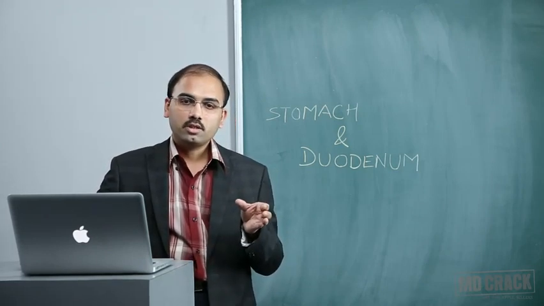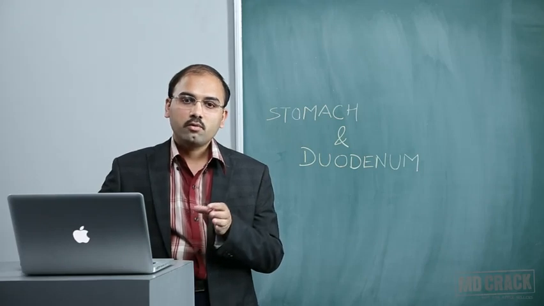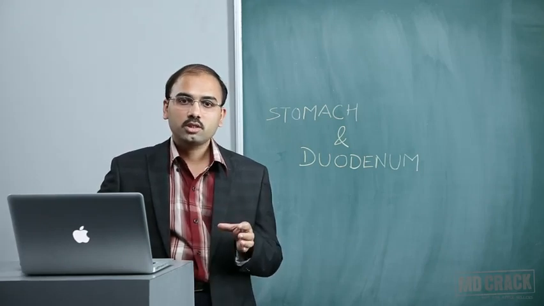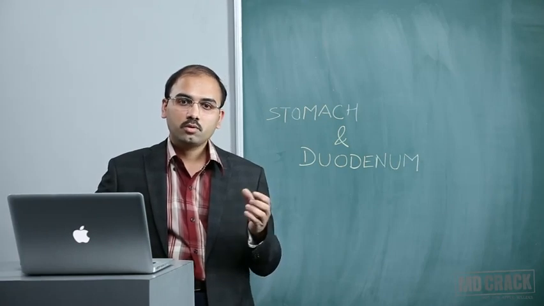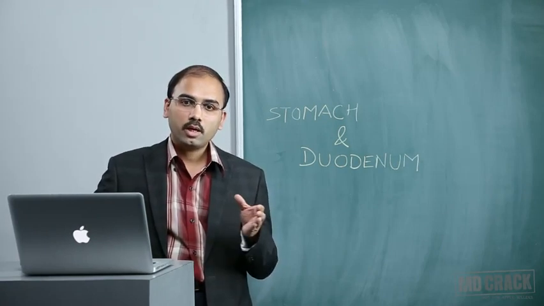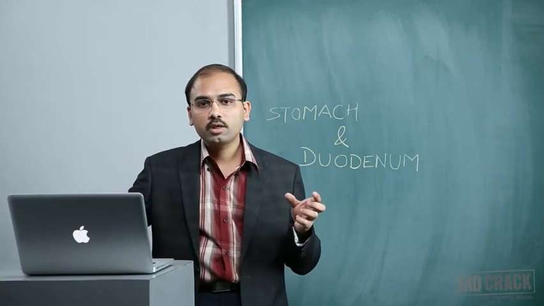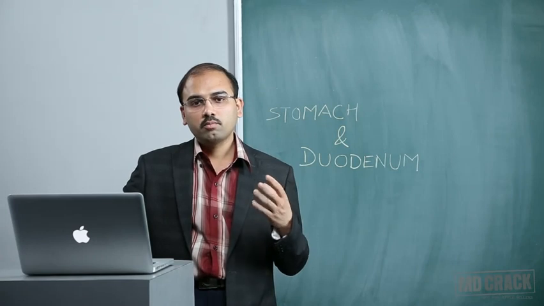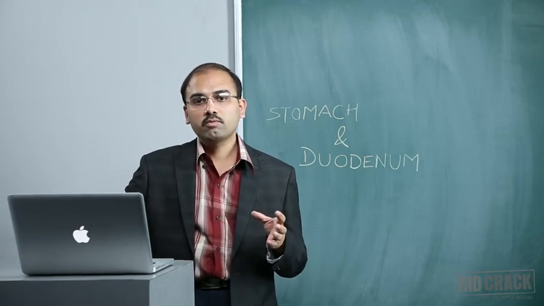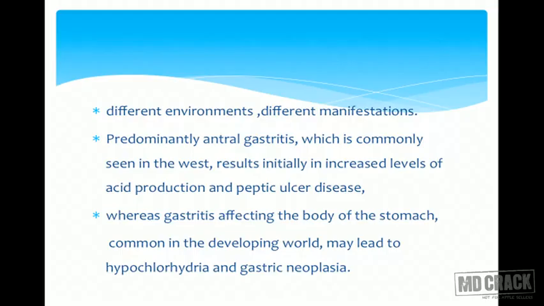So how does this happen? It is explained by this reason. Whenever there is increased acid production, there is metaplasia in the duodenum, which will become more friendly to the H. pylori infection. So the H. pylori will go and attack these cells and will cause more gastric acid secretion and it will form various ulcers.